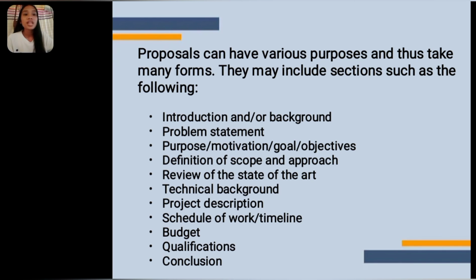They may include sections such as the following: the introduction and/or background, problem statement, purpose, motivation, goal and objectives, definition of scope and approach, review of the state of the art, then technical background, project description, schedule of work and timeline, budget, qualifications, and also conclusions.